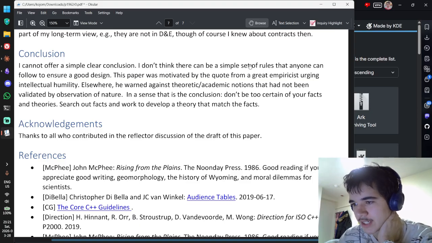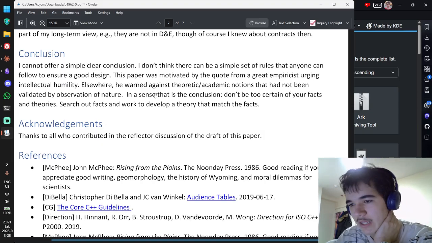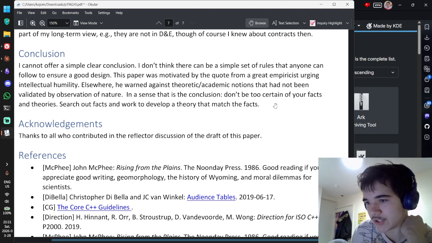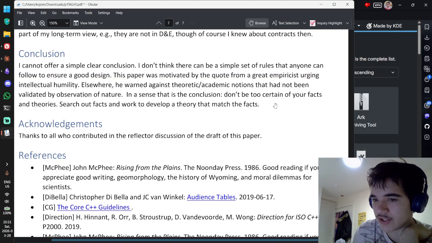I cannot offer a simple code conclusion. I don't think there can be a simple set of rules that anyone can follow to ensure a good design. This paper was motivated by the quote from a great empiricist urging intellectual humility, which was at the beginning, almost 3 hours ago. Elsewhere, he warned against theoretic/academic notions that have not been validated by observation of nature. In a sense, that is the conclusion. Don't be too certain of your facts and theories. Search out facts and work to develop a theory that matches the facts.